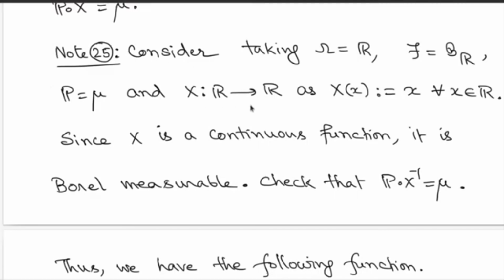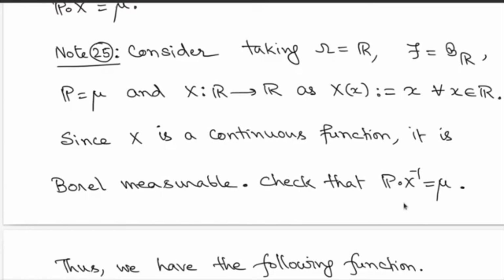And now look at this continuous function. This is the identity function that sends any real number x to itself. So this is the identity function, which is a continuous function. Therefore it is a measurable function also. So therefore you have a measure space, basically a probability space on the domain side. You have a Borel measurable function defined on top of it. And now what you can check immediately is that with these choices, P compose X inverse will exactly become the measure mu.